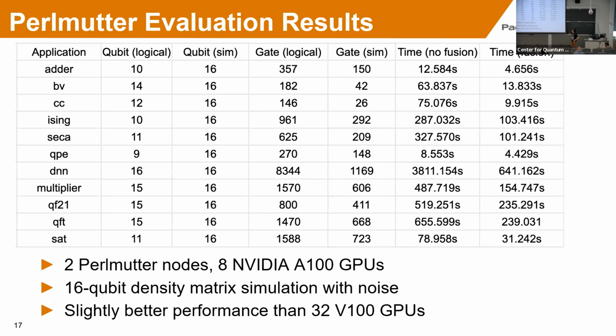Here we show the Perlmutter evaluation results. We use 2 Perlmutter nodes, 8 A100 GPUs, to perform the same kind of simulation. What we can observe is that using only 8 A100 GPUs, we can obtain similar but slightly better performance than using the 32 V100 GPUs on Summit.